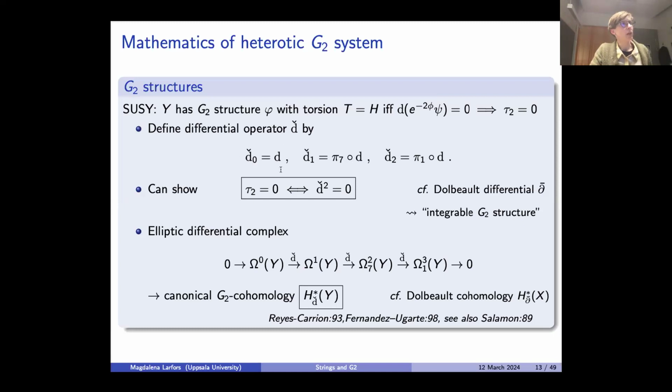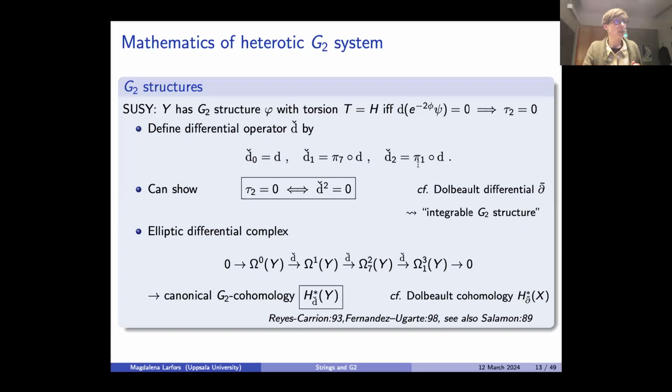So one can define this. D check 0 here acts on 0-forms and gives us a 1-form. It's just a standard d. Then when this operator acts on 1-forms, it gives us a 2-form in the 7 irrep of G2. And when it acts on 2-forms, it gives us a 3-form in the singlet. So this is analogous to how the Dolbeault differential is defined for complex manifolds.